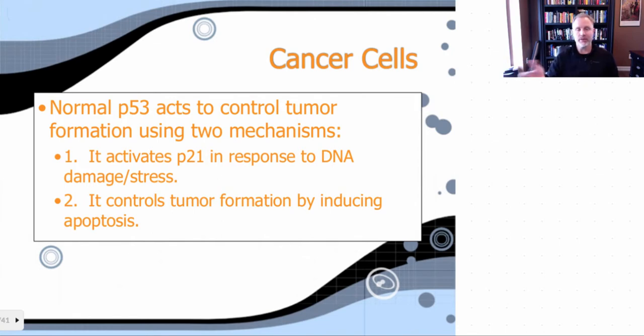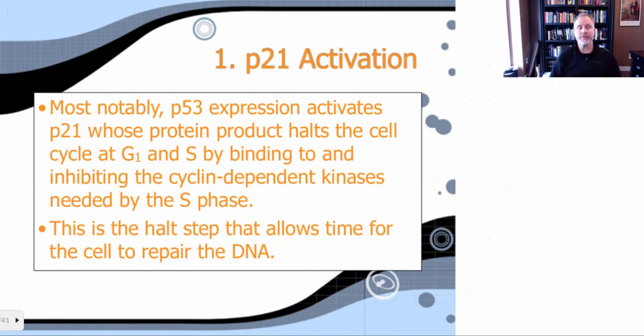So when P53 senses some damage to the DNA, it's going to activate P21, and that's going to have some responsibility in repairing the DNA that we'll discuss here shortly. And it also controls tumor formation by inducing apoptosis. Okay, so P53 expression activates P21.